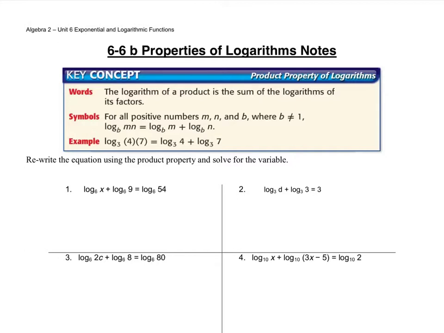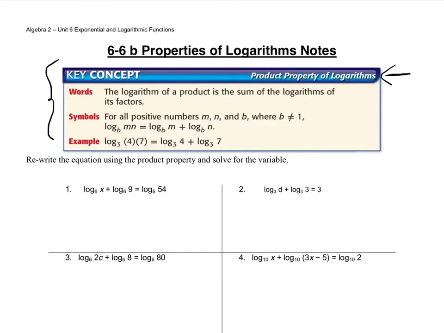So let's review the first rule. The first rule is called the product property of logarithms. And what does it say? It says, in words, the logarithm of a product is the sum of the logarithms of its factors. What does that mean? It means log base b of mn would be log base b of m plus log base b of n. In numbers, log base 3 of 4 times 7 would be equal to log base 3 of 4 plus log base 3 of 7.